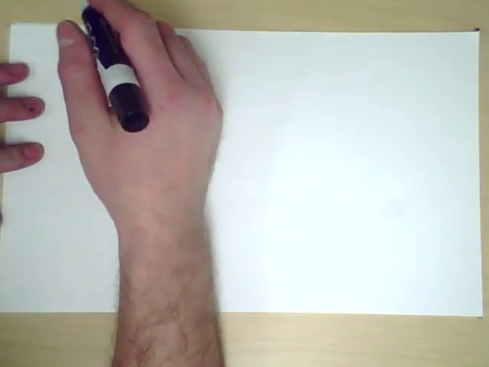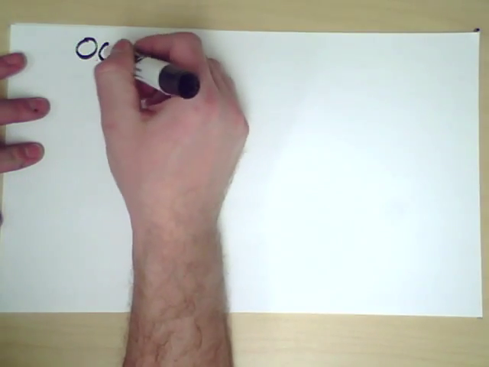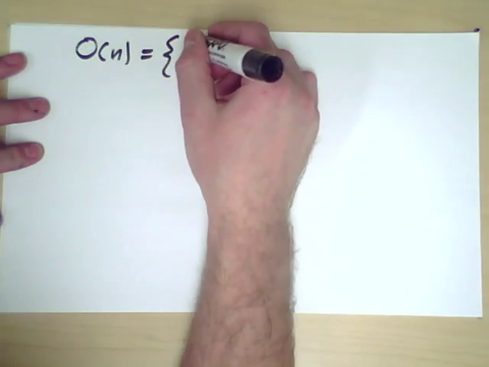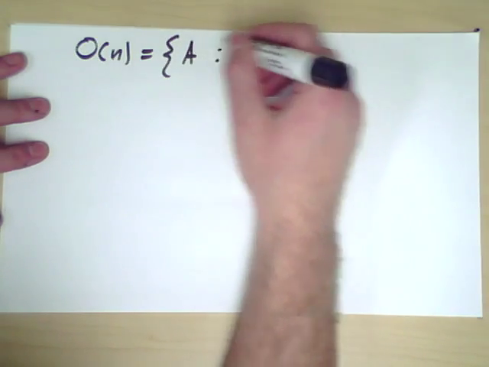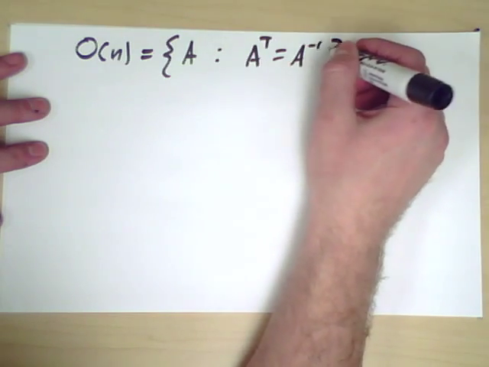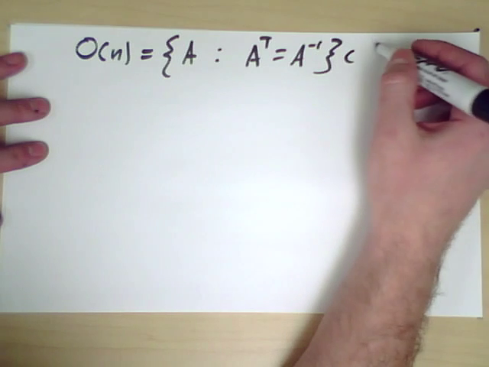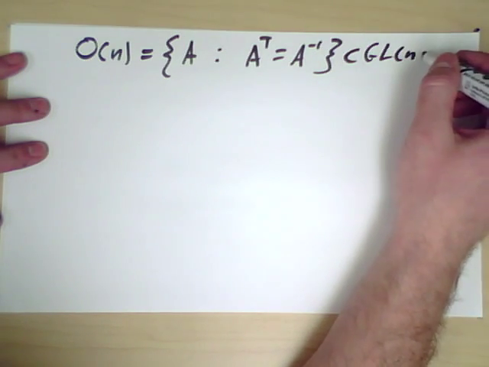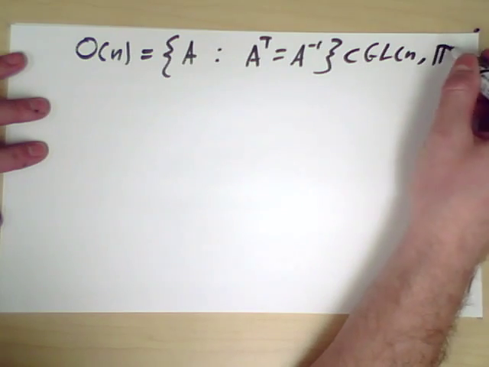In the previous video, we saw the matrices On, which are the n by n matrices such that A transpose equals A inverse. These are sitting inside the invertible matrices called GLn, and traditionally we talk about orthogonal matrices over the real numbers.